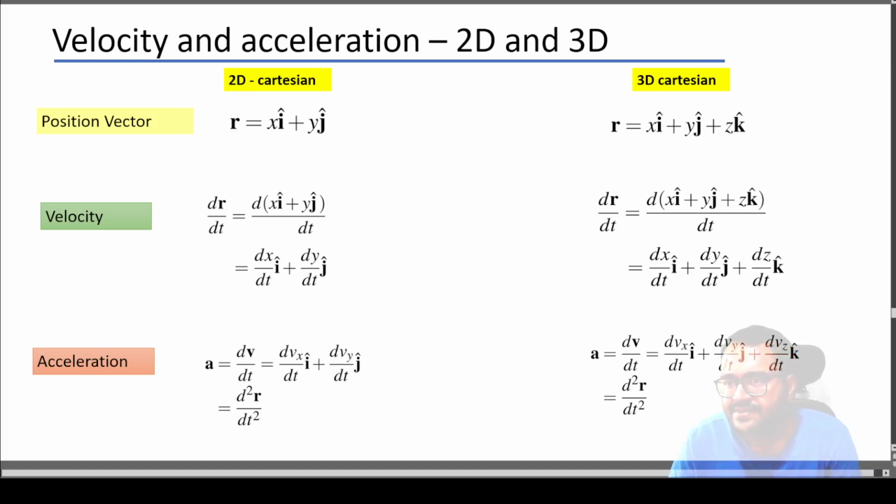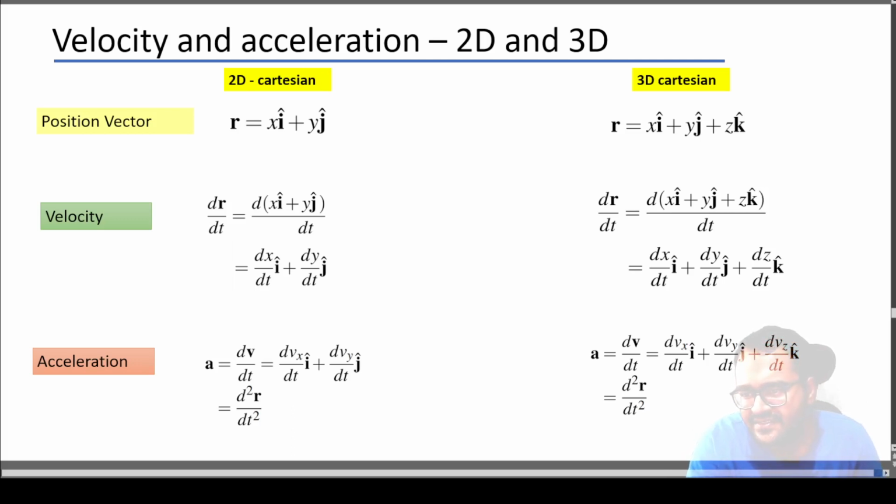Okay, and the same thing becomes true in 3 dimensions also. Similar things: x, y, z, dr/dt is this, acceleration is this. I think everything should be very clear to you. For velocity, we have vx, vy, vz. This is dx/dt, dy/dt, dz/dt. For acceleration, we have ax, ay, az. Right, this is another component form.